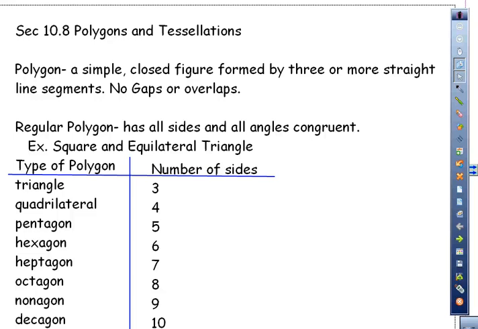Alright, today we're working on 10.8 Polygons and Tessellations. And what I want you to do is go ahead and hit pause and copy this information down first. Alright, it says a polygon is a simple closed figure formed by three or more straight line segments. There are no gaps or overlaps.